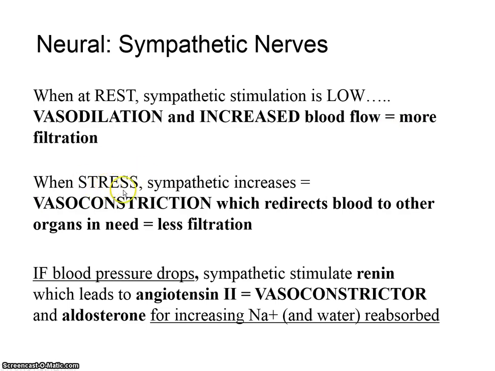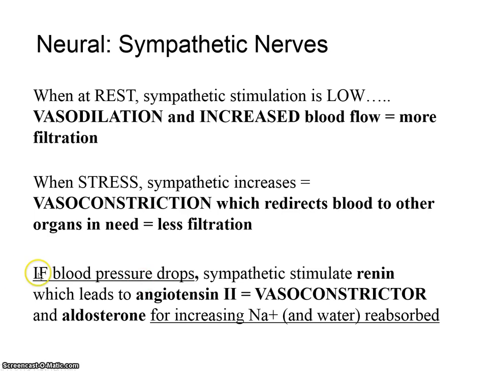When stress occurs, and again, stress is any increase in activity, anything that pushes us out of that constant state, sympathetic impulses increase, and this leads to vasoconstriction. Vasoconstriction, right, making the tube diameter smaller, will affect flow, and this redirects blood to other organs in need. So there's a point to the vasoconstriction with stress. Again, stress means higher activity, and you've got a lot of blood coming into the kidneys. So hey, you can send some of that to another organ that is in more need, which means, again, there'll be less filtration at this point.